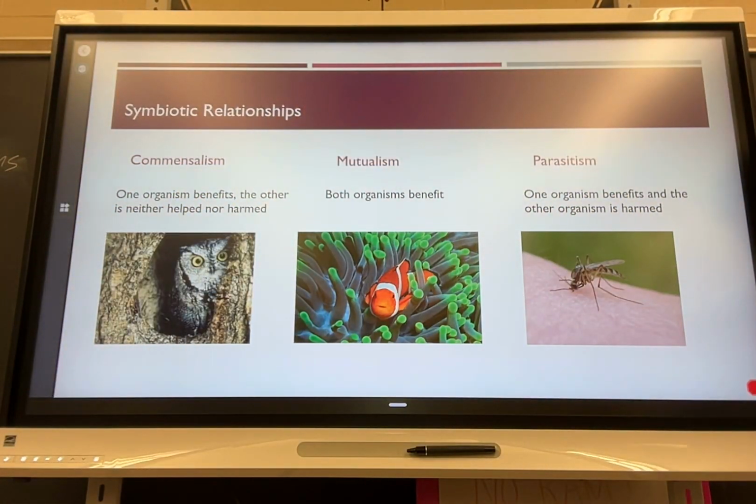Parasitism, if you've ever experienced mosquitoes, ticks, lice, bed bugs, any of those are typically considered parasites because they are getting some sort of gain while another organism is being harmed. So these can transmit things like diseases, as well as they are draining the blood from another organism to benefit themselves.